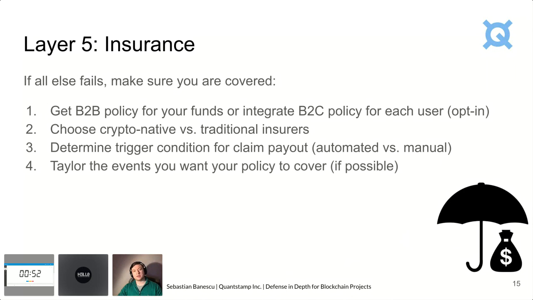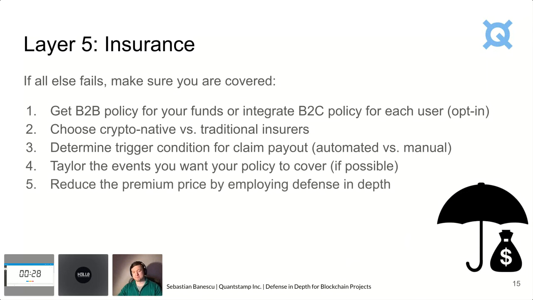You should tailor your policy as much as possible to include as many events as possible, right? You want to be covered in many cases, and for all of the things that we look for in audits, you can include different types of attacks. You can include 51% attacks. You could include attacks on the oracles which you're using, but you could also exclude them. And this is going to have an impact on your premium price, right? And you try to reduce the premium price as much as possible by employing defense in depth.